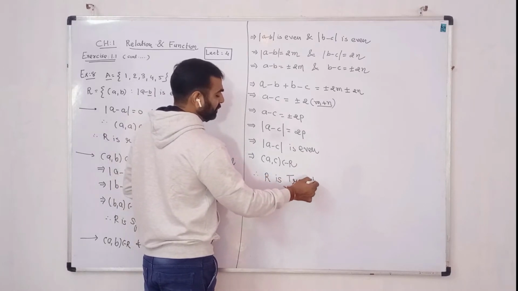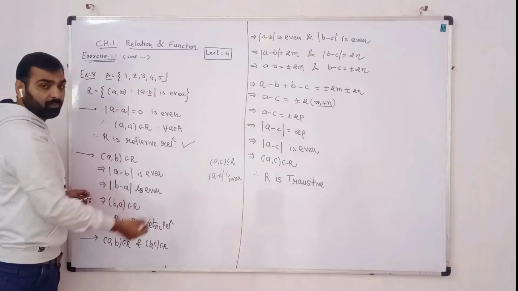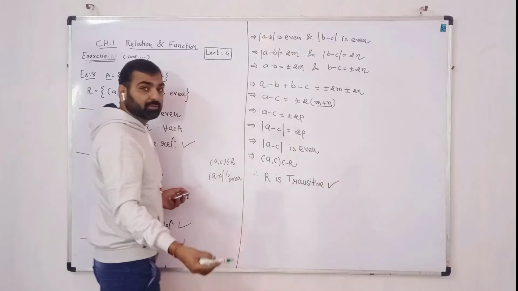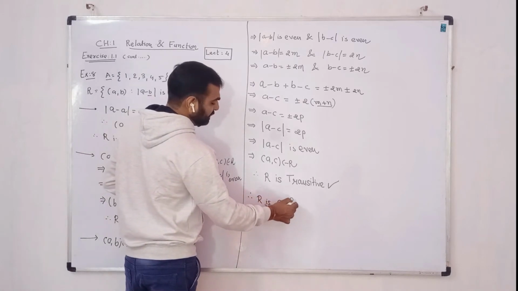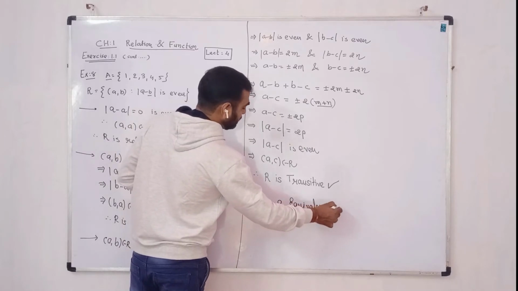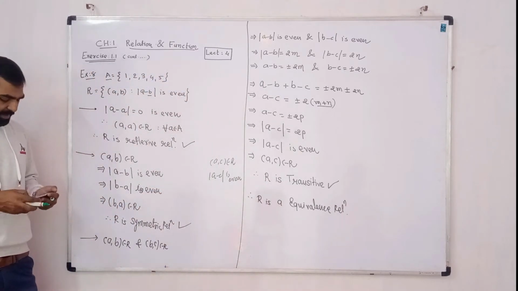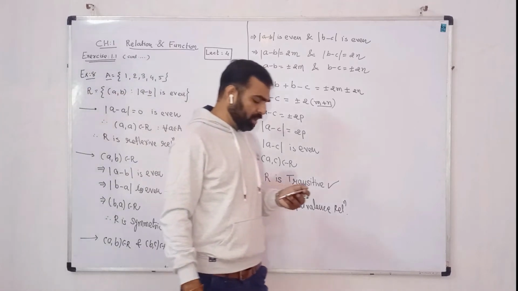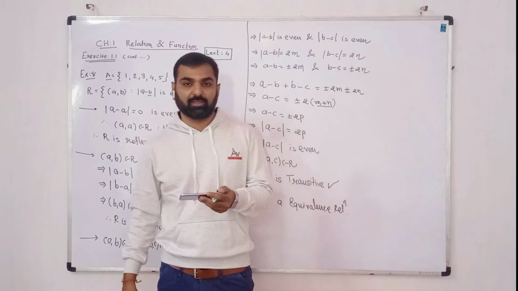Therefore R is transitive. So here we proved that R is reflexive, R is symmetric, and R is transitive, so we can say that R is an equivalence relation. Got it? Simple task. Next, in the same question, in the next part, what do we have to do? Show that all the elements of the set {1, 3, 5} are related to each other.